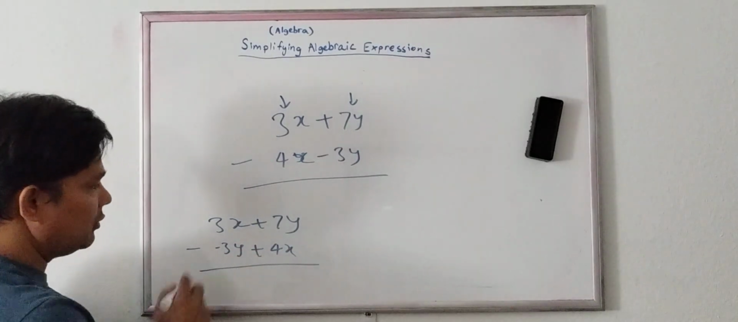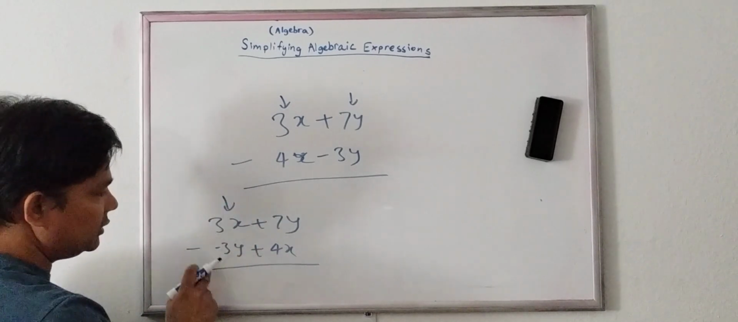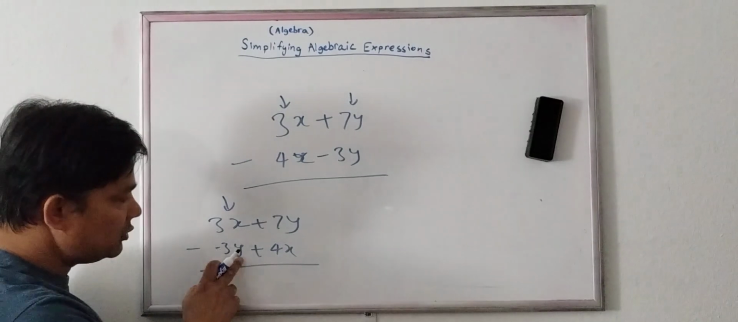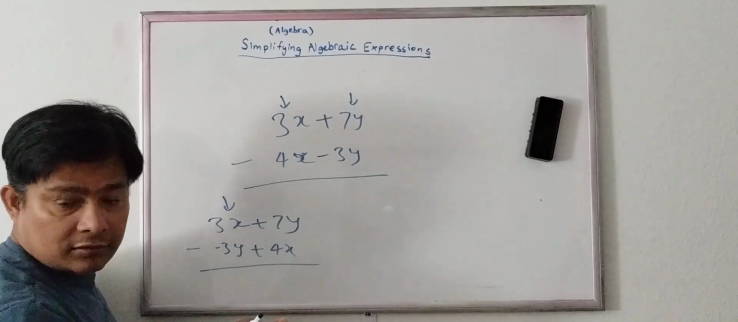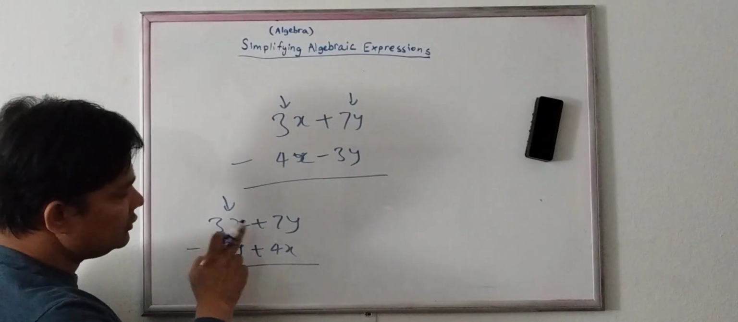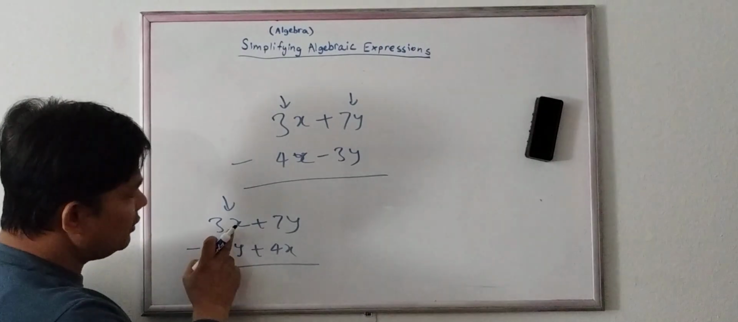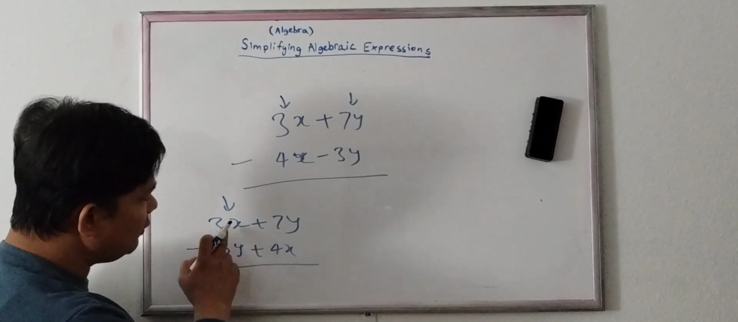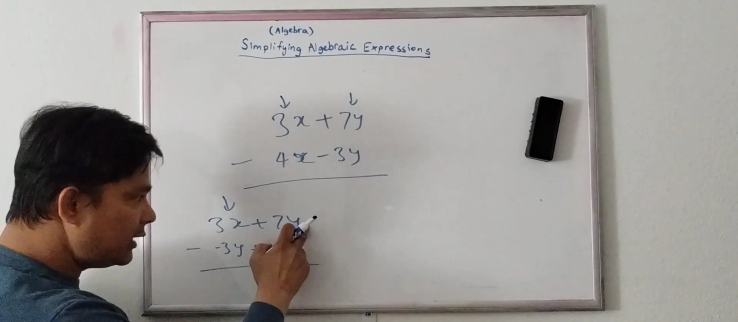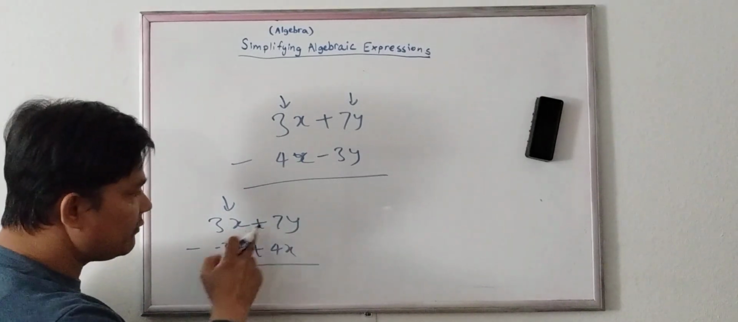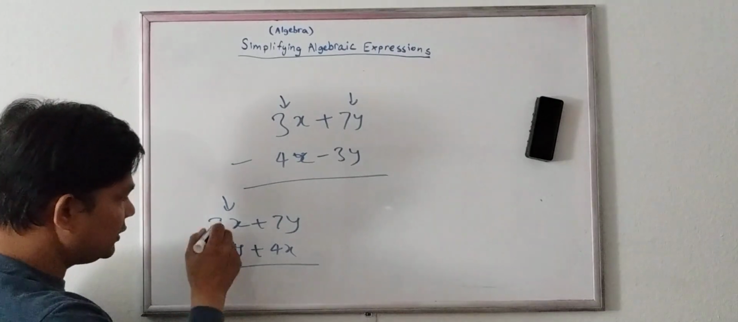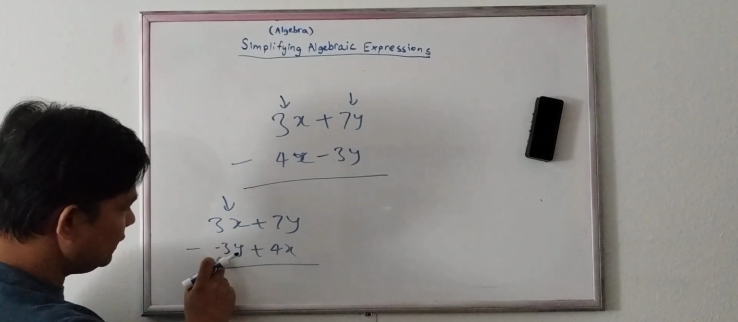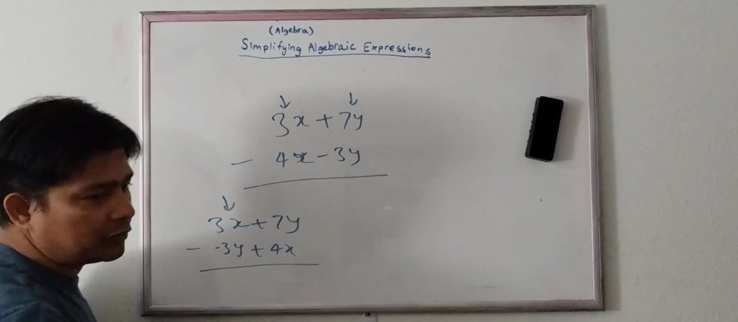Don't try to sum these two. To sum or subtract, you have to make sure they have the same variable. If it's x, it has to be x. So this means you have to subtract 4x from 3x. Similarly here, you have to subtract minus 3y from 7y. Don't get confused.